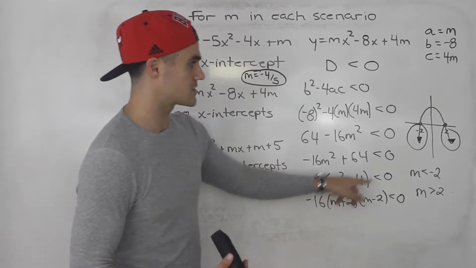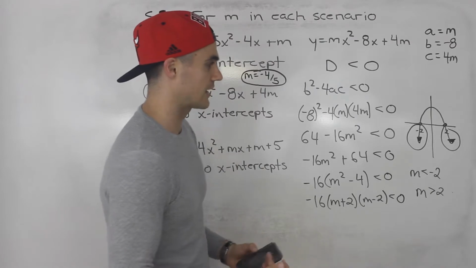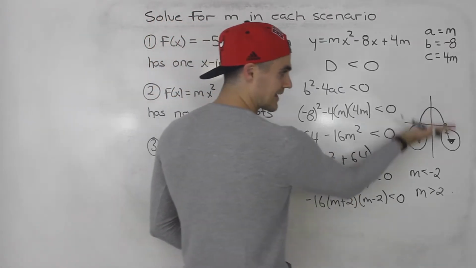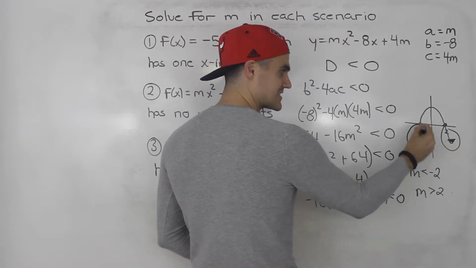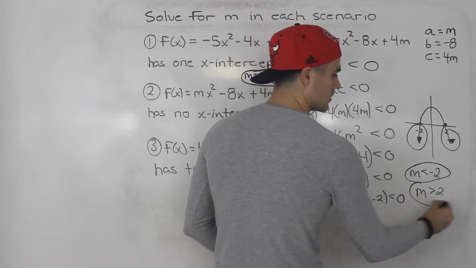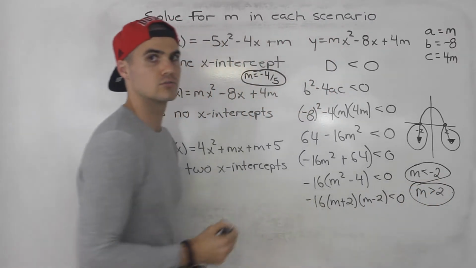I get the intercepts, plot them, and then visually I could see this quadratic is going to be less than 0 when m is less than -2 and when m is greater than 2. So those are the two solutions.